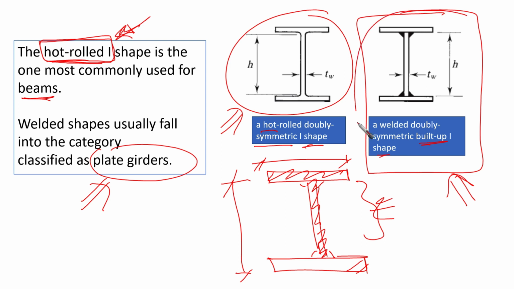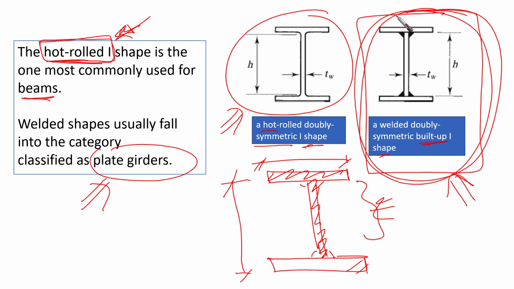Commonly this built-up shape you're going to find especially in bridges, for example, or non-building structures like offshore structures and other industrial or petrochemical facilities, whenever we need special cross sections. But in buildings, you're going to find that we commonly use hot rolled sections.